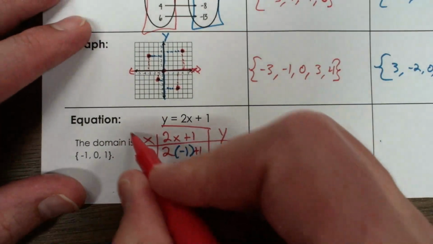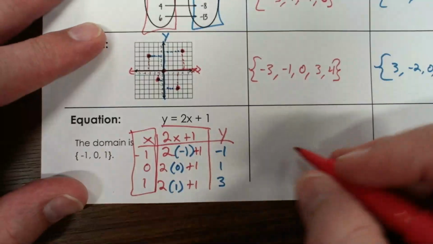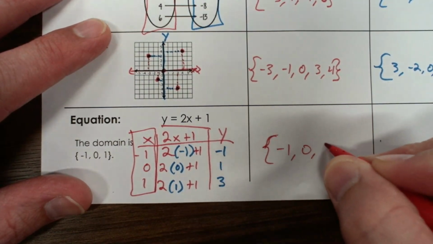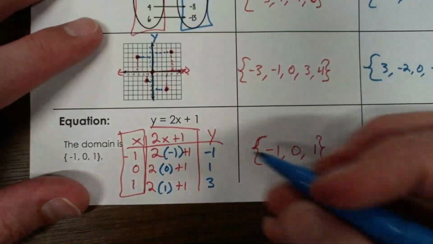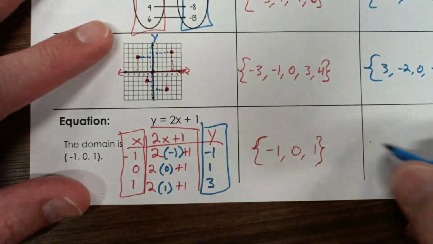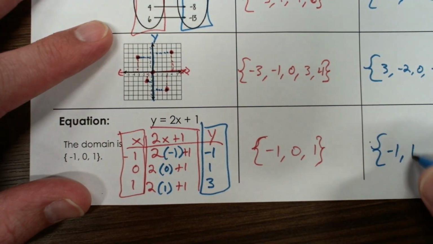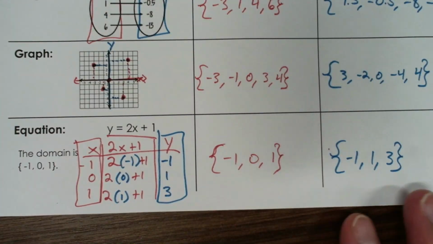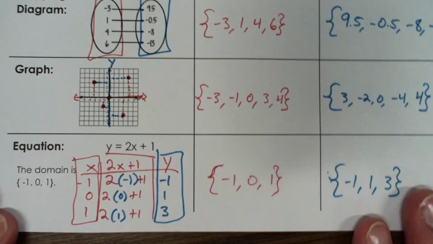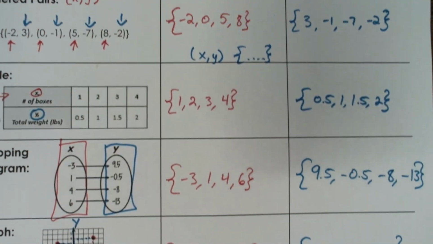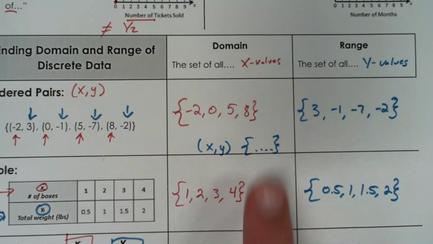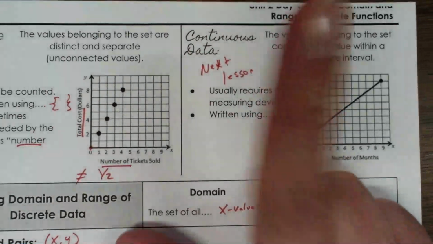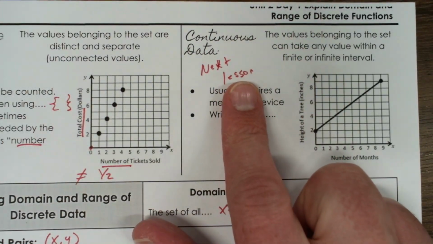So my domain is these x values. Ooh, that's an ugly bracket. See? Doesn't have to be perfect. And my output are these y values. -1, 1, and 3. And there you have it. Those are the 5 different ways that we can list our domain and range. And remember, the set of x values is our domain, and the set of y values is our range. Continuous data, we will go ahead and talk about next time.